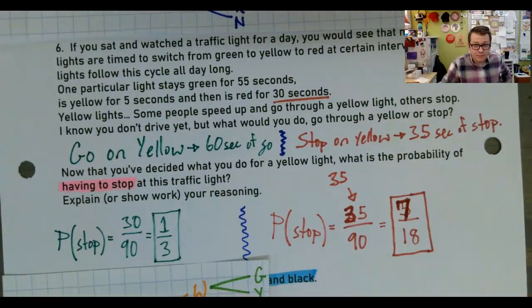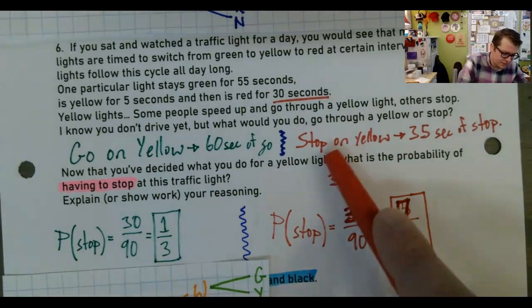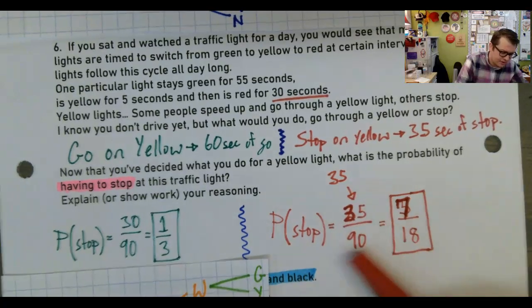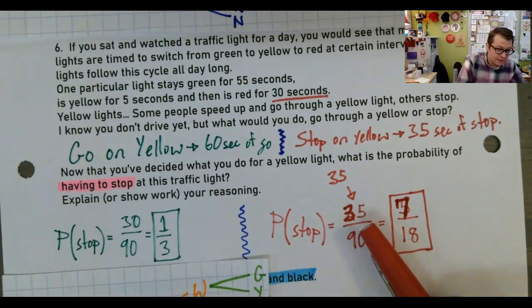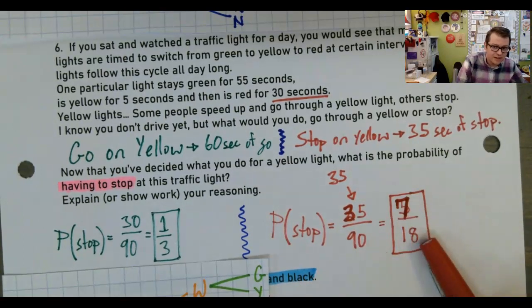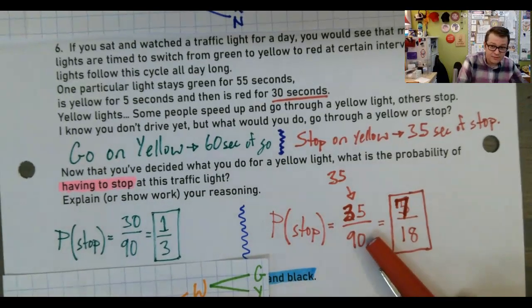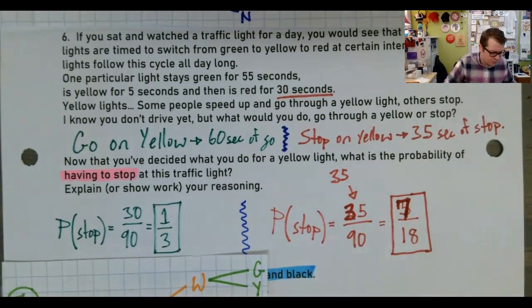Let's fix it. Great example and reminder that we all make mistakes. If we stop on yellow, that gives us 35 seconds to stop. So our probability down here should be 35, not 25, 35 over 90, which then gives us 7/18. So if you reduce it to 7/18, or if you leave it as 35/90, that is totally fine as well.